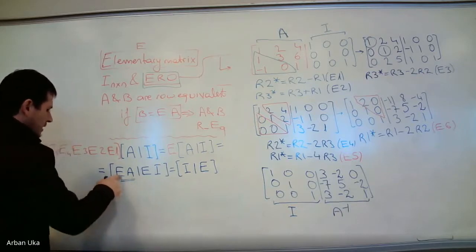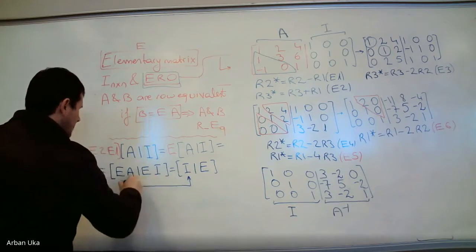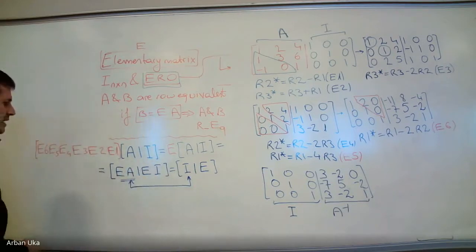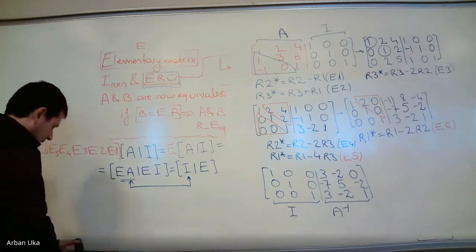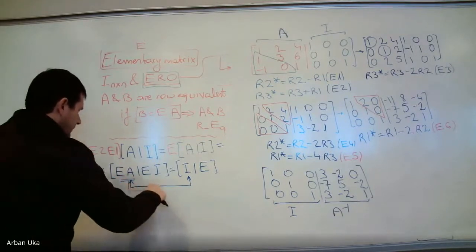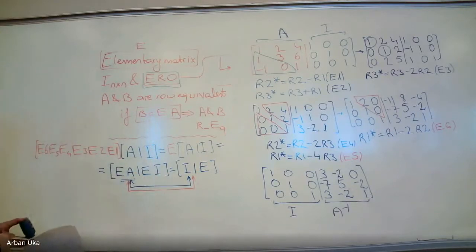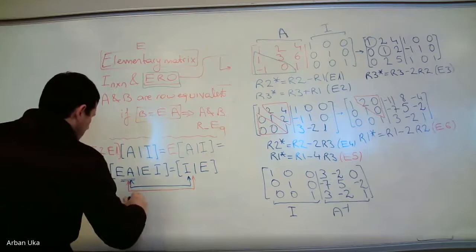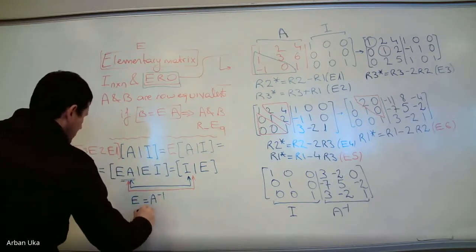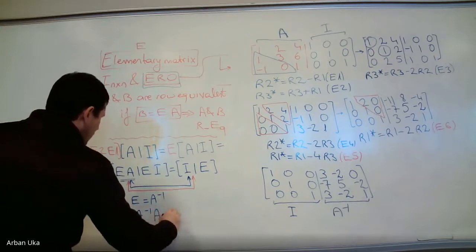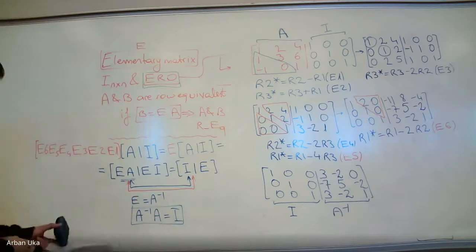But then we also observe one thing here. So E times A is equal to I. If we look just at this relationship, from this equality, which we have shown here, we can conclude that E is equal to A inverse, because we know that A inverse times A is the only possible combination such that we can get an I.